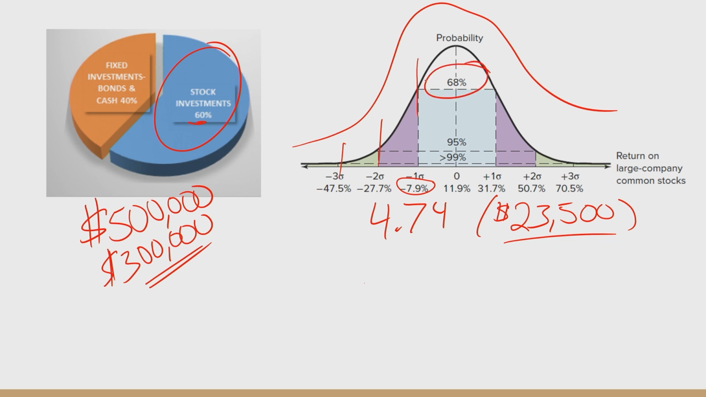68% of the time, we know that our loss could be $23,500, but that's only 68% of the time. What about the other 13 and 1% of the time? What about the other percentages of time where we have more than 1 standard deviation? Well, 68% of the time, we've lost 23. How about 2? Well, the 2 standard deviation, you wouldn't lose the 27.7.